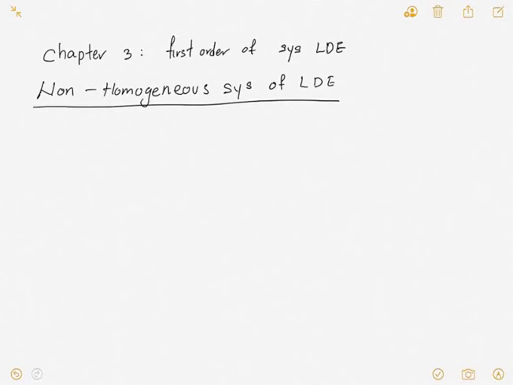Hi everyone. Today we'll continue with chapter 3, first order system of LDE. Today we will study the non-homogeneous system of LDE.